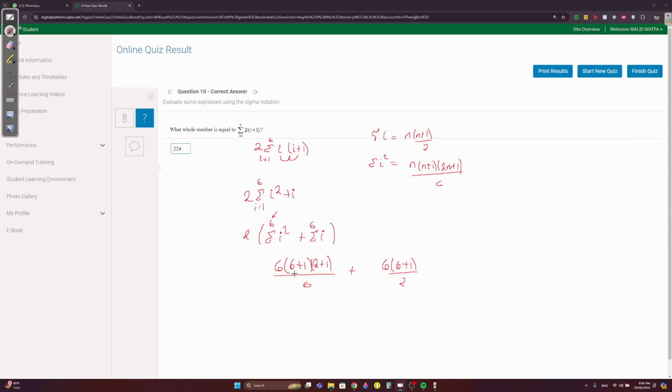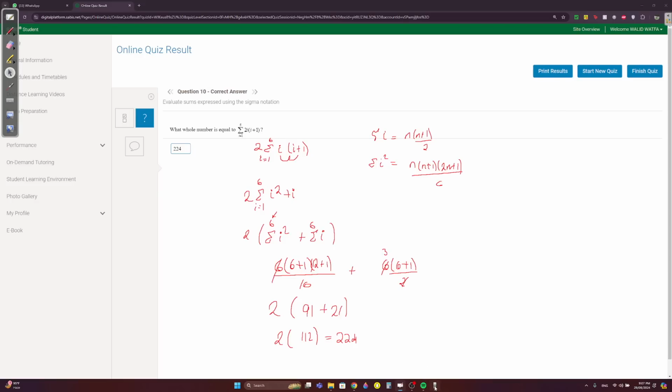If it's on paper, you can cancel 6 with 6 directly. You get 7 times 12 plus 1, which is 7 times 13, which is 91. Plus, here you can cancel 6 with 2, it will be 3. 6 plus 1 is 7, 7 times 3 is 21. Then you have this 2 outside: 2 times 91 plus 21, which is 112. 2 times 112 is 224. So this is if you want to do it on paper.